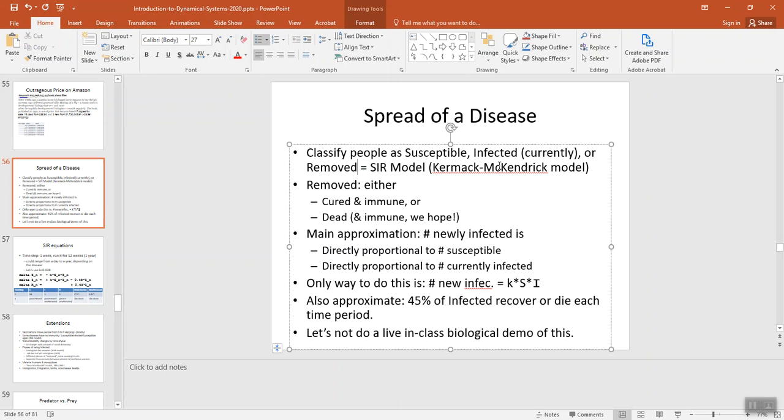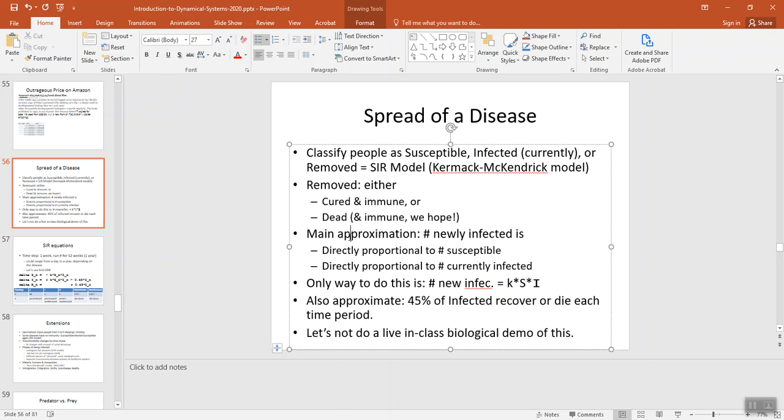And I'm saying currently infected because the word infected could just mean newly infected, and we'll take that into account, but we need to think of the word infected in two different ways here. If someone is removed, we're going to presume that they're either cured and immune, or that they've passed away. Either way, they can't transmit the disease to anyone else. You can insert your standard zombie joke here.